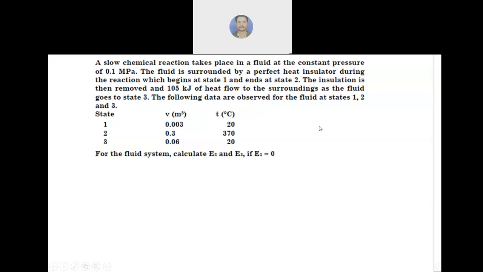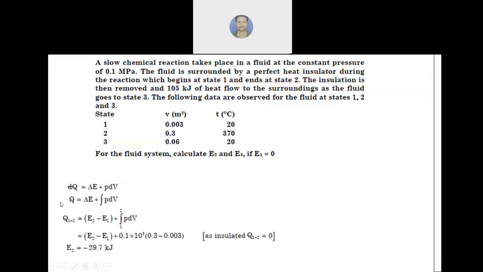Now how to proceed? See, first what things are given. Pressure is given which is constant. Initial P1 equals to P2. How much? 0.1 megapascal. Second thing, in process 1-2 heat transfer is 0 because it is insulated. Then in process 2-3, there is heat loss. Heat loss, how much? 105 kilojoule. And you are given E1 equals to 0. These things are given to you. And volume and temperature are given at different states, state 1, 2 and 3. Okay. So note down the given data.